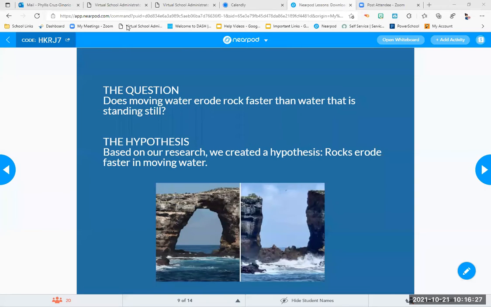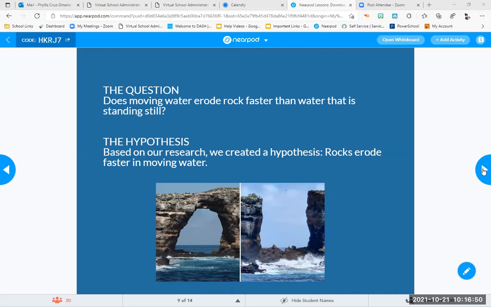So the water is forcing the rocks. That's right. Pushing up against it, pulling it away. Very good, guys. So just want to make that connection that we do have force in other areas besides pulling a wagon, right? Objects on Earth have force too. So let's talk about this.